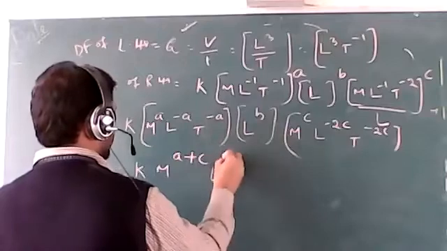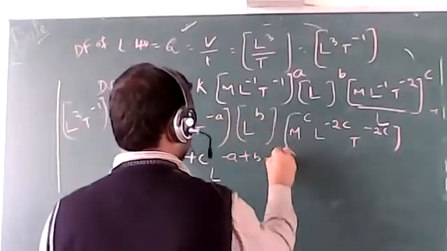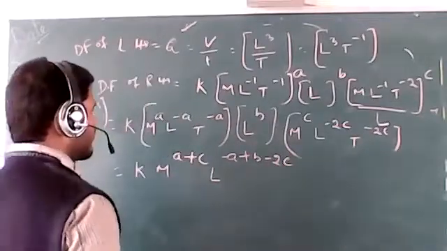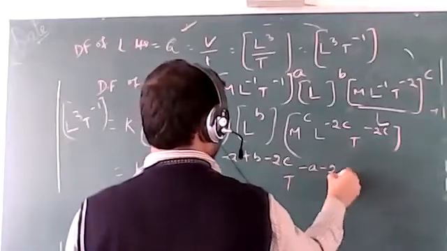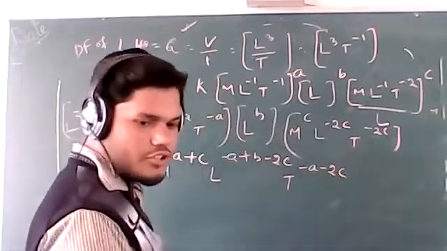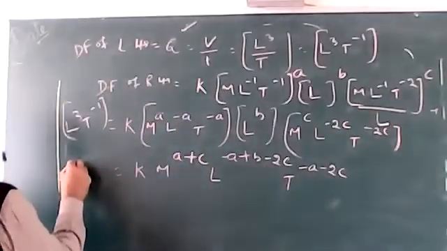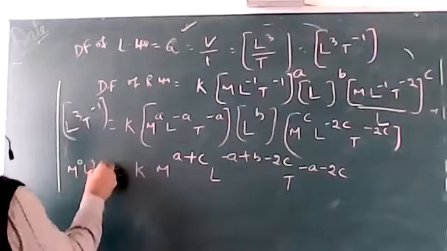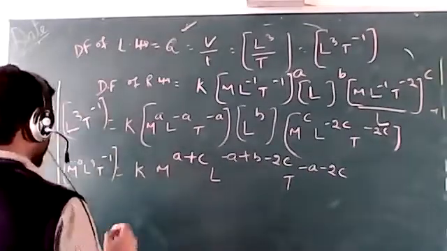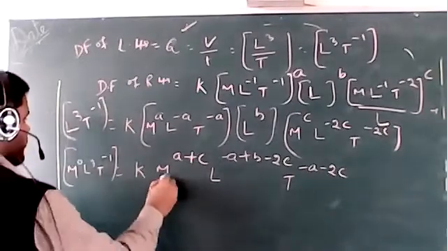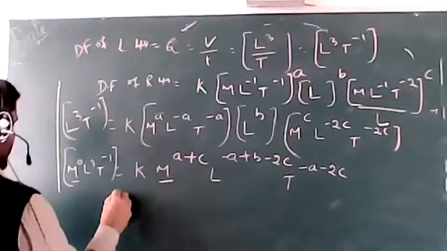So L will be how much power? Minus a plus b minus 2c. Yes or no? So T to the power how much? Minus a minus 2c. So here the powers are M to the power 0, L to the power 3, T to the power minus 1. If the two bases are the same, M here and M here, and both sides are equal, then what will happen?